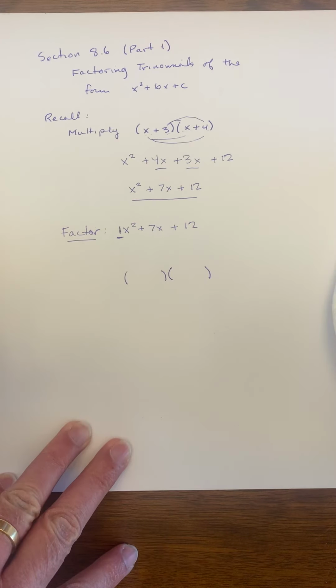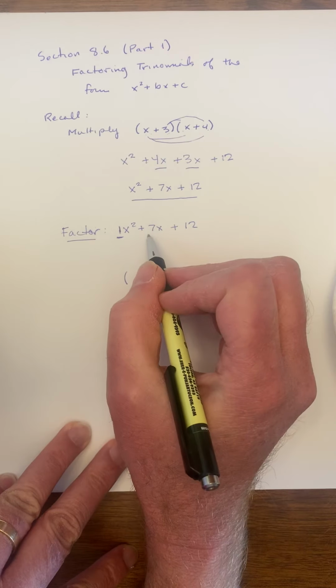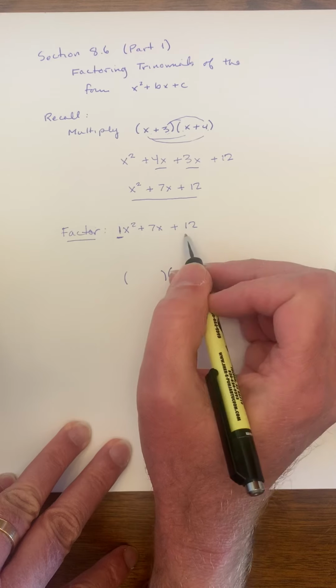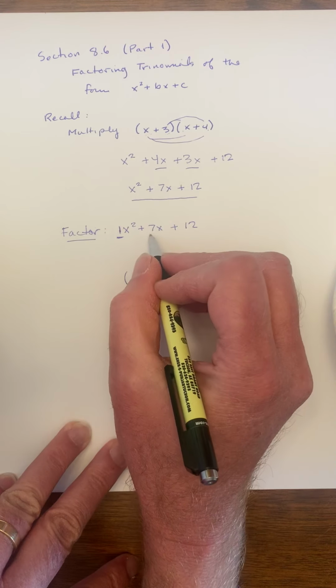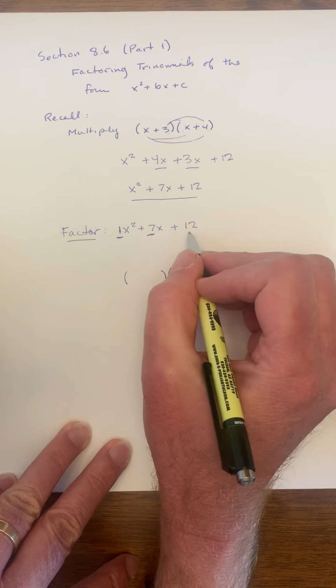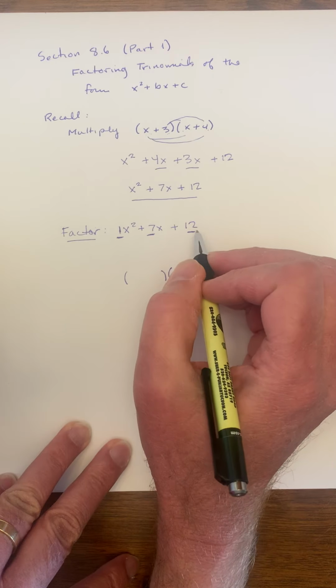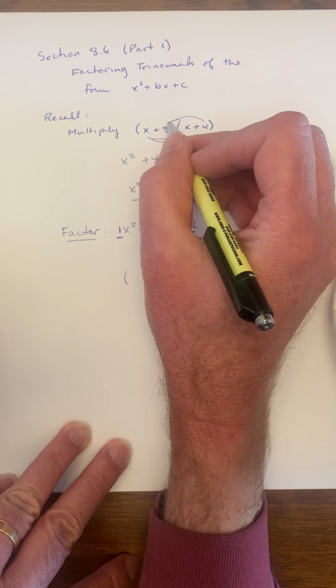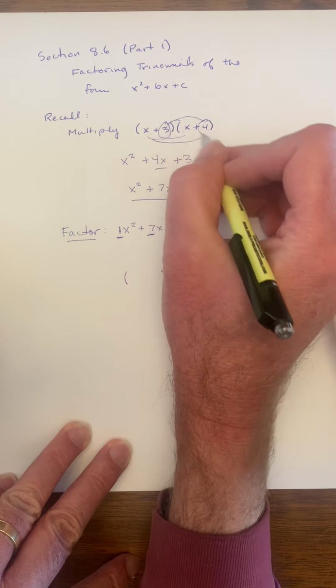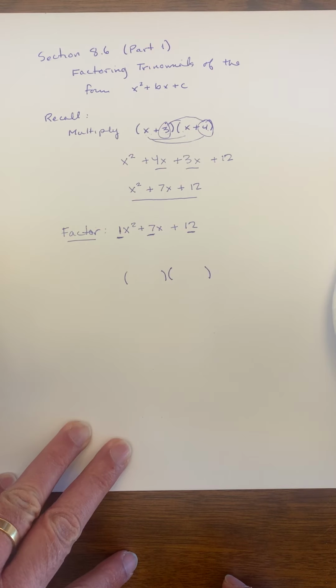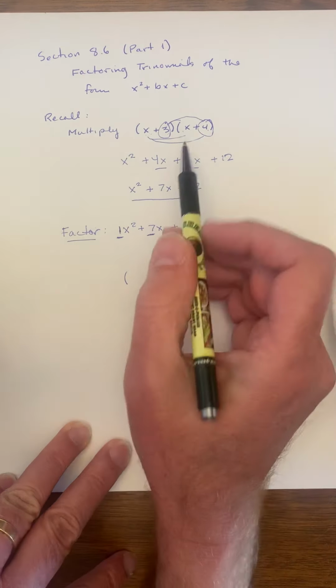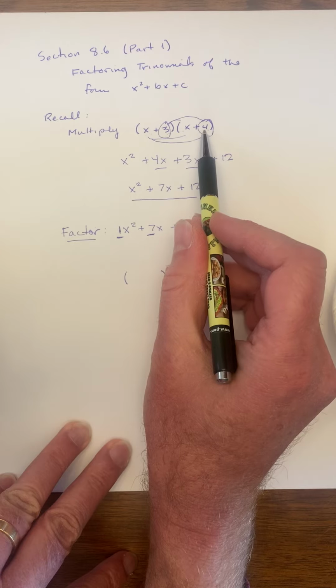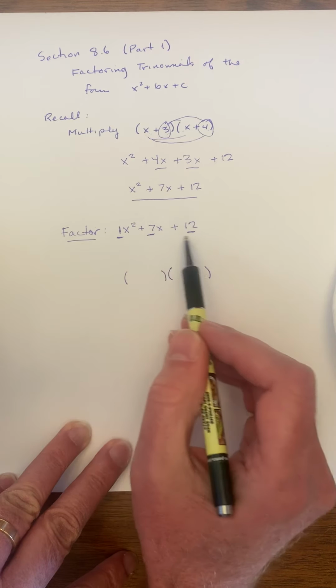Now I want you to think about for a second if you can think of some way that the numbers 7, 12, and 3 and 4 are all linked to each other. So how do you think the numbers 3 and 4 are linked to the numbers 7 and 12?